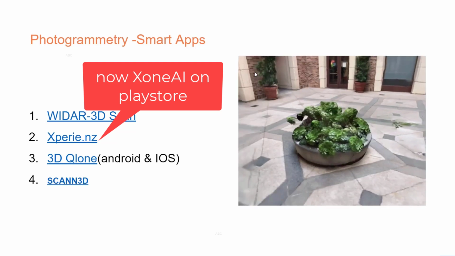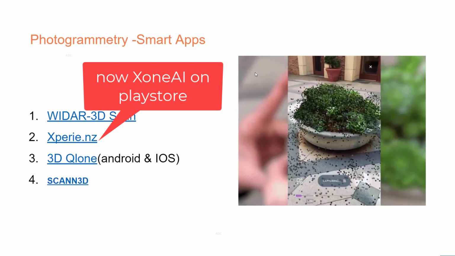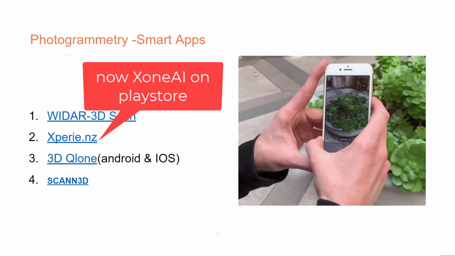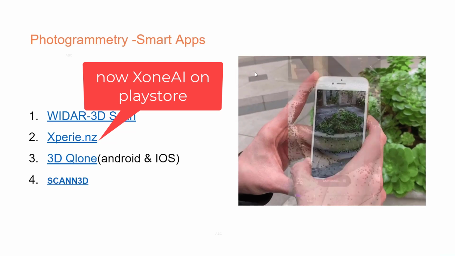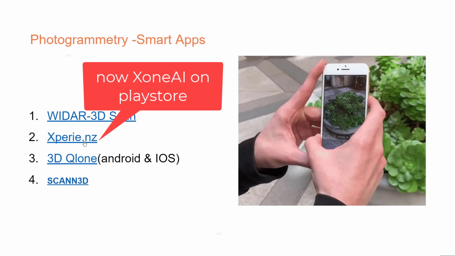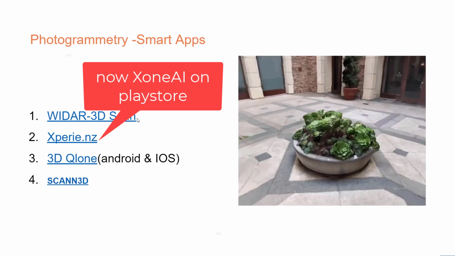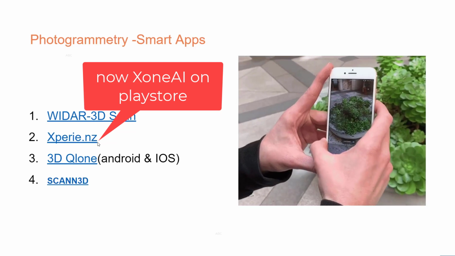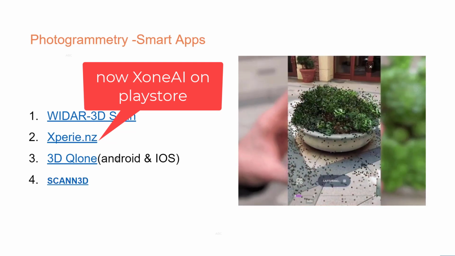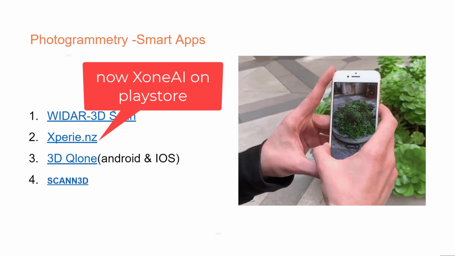Okay, so in this lesson we want to look at photogrammetry and some smart applications or apps that we can use to do photogrammetry. So we have Wider, we have Xperi, and then 3D Clone. Wider for Android, Xperi for Android, and then 3D Clone for Android and iOS. We also have Scan 3D. Okay, so let's look at Wider.